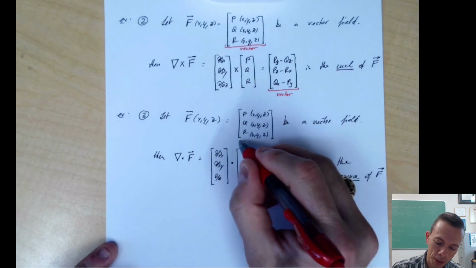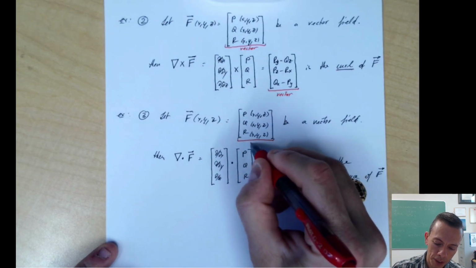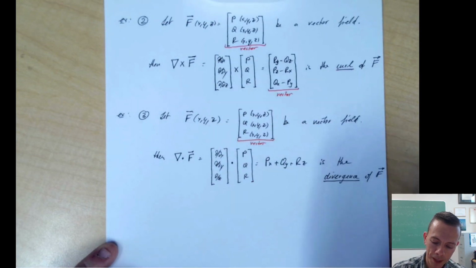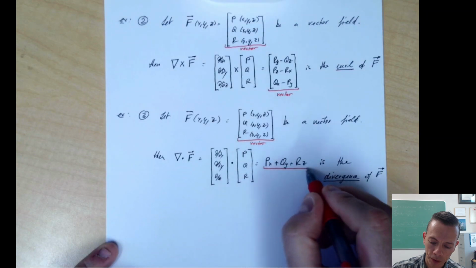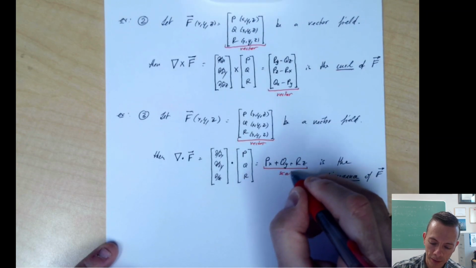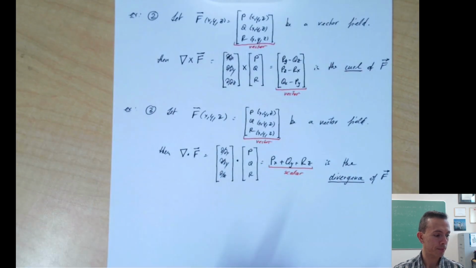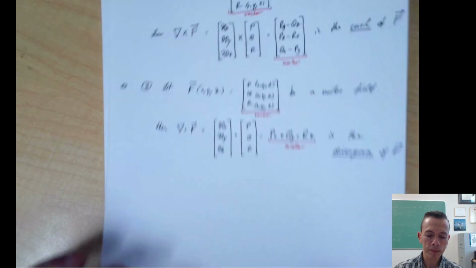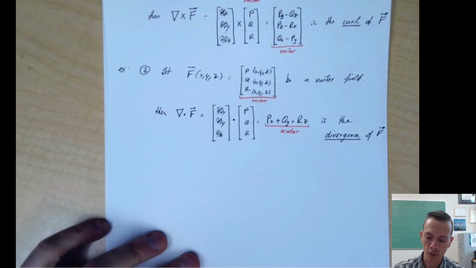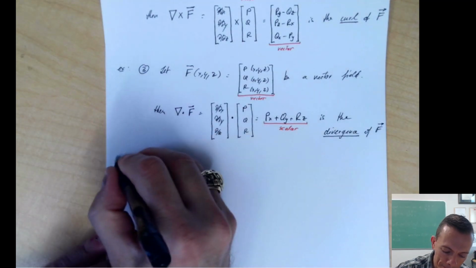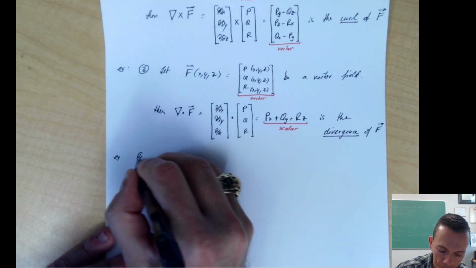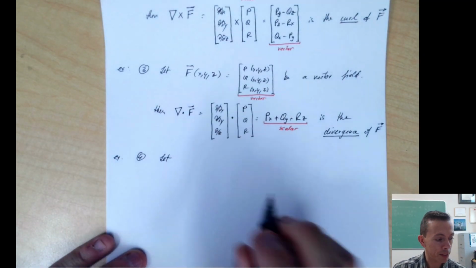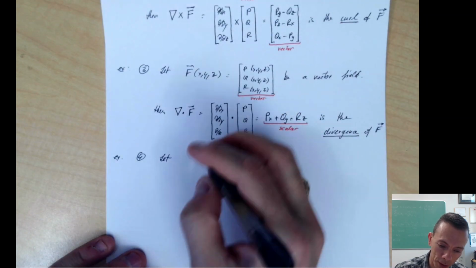In this case we start with a vector field, and what we end up with at the other end is a scalar function. And finally, I'll give you one more. So this time we'll start again with a scalar function.